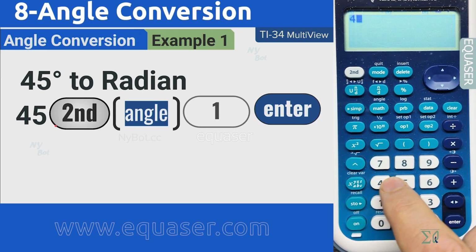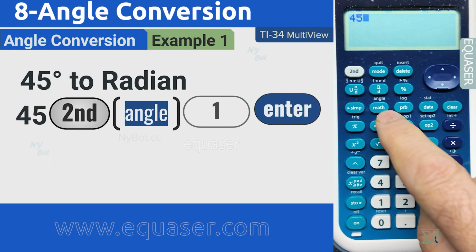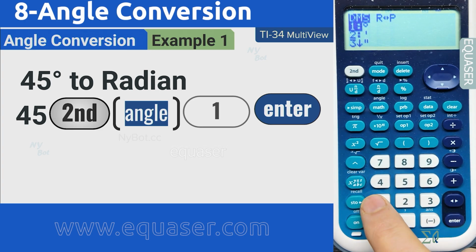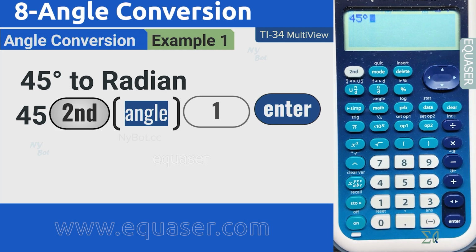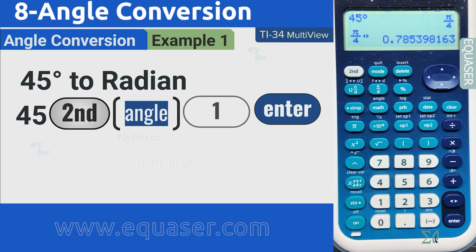Type 45, second function angle, and 1 is degree. Because we already have selected radian here, if I press enter, we will get the answer. It's pi/4. If you want to toggle the answer to see a decimal value, you can do that.